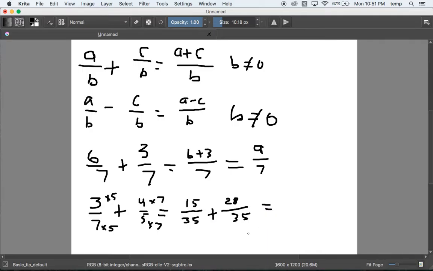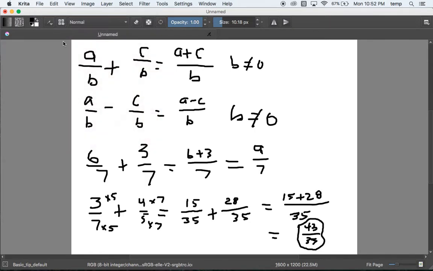And now that we have common denominators, we can just add across our numerators and then leave our denominator the same. So this can be 15 plus 28 divided by 35. And we'll see how good my mathematical skills are here. 15 plus 28 is 43. 43 divided by 35. And I'm not sure we can simplify that at all. Off the top of my head, it appears not to. So that would be our final answer for that addition.